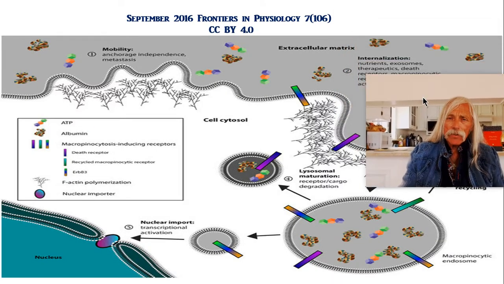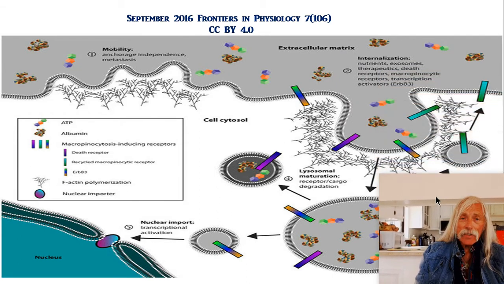So this is a paper now published in Frontiers in Physiology in 2016. This is showing you anchorage-dependent metastasis. Okay, this is coming from a fully blown cancer-ridden system. Here's your extracellular matrix out here with these various ATP and albumin-bound fatty acids. You also have a whole series of other proteins that may be associated with this process. You internalize, this is again this pinocytosis, this macropinocytosis process, nutrients, even exosomes, therapeutics like drugs, death receptors, that's whole proteins, macropinocytic receptors themselves, transcription activators like ERBB3, a lot of things are out there in the extracellular matrix. And they're going to then make it into the cytosol of the cell.